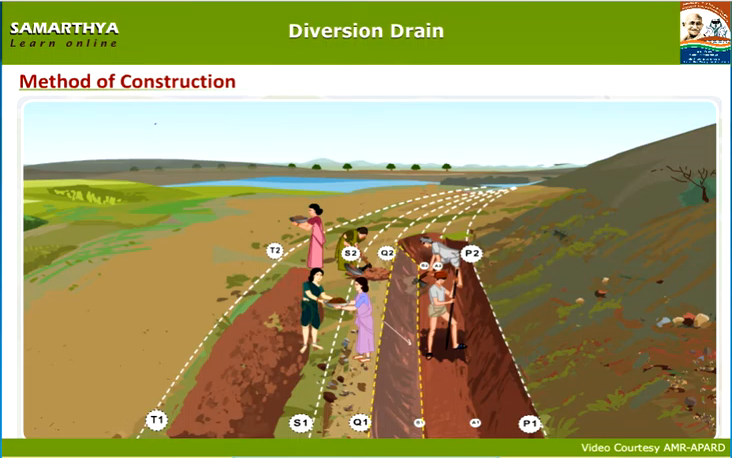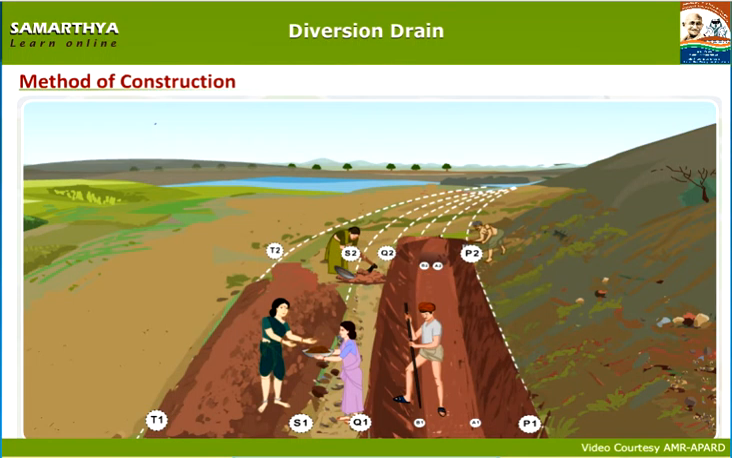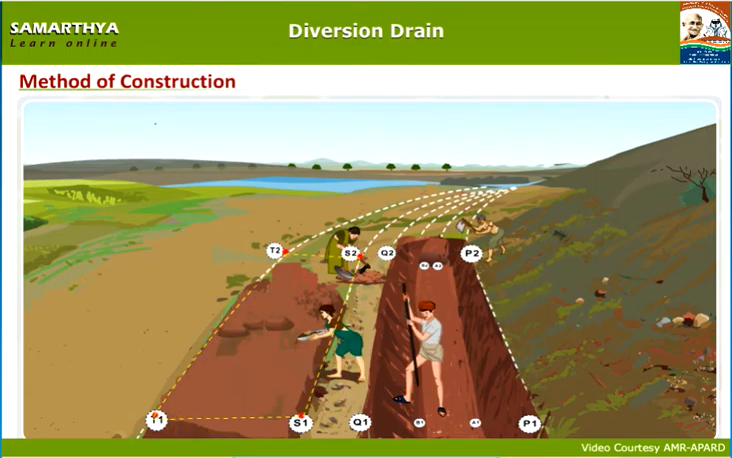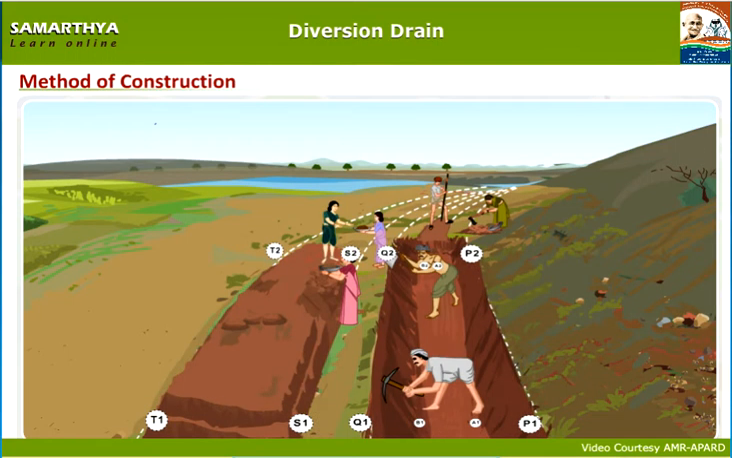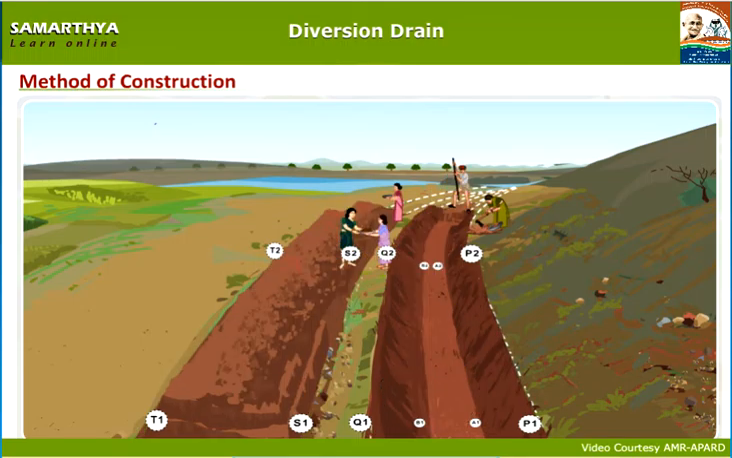Trim with a crowbar for getting an even and precise slope on all the four sides. The soil so dug out should not be thrown out in the middle of S1, S2, T2 and T1, but to pave it as layers. Repeat the same procedure of digging along the length of the diversion canal till the diversion canal reaches the natural stream.